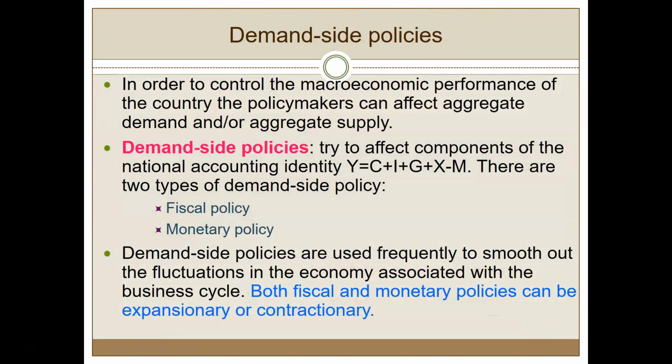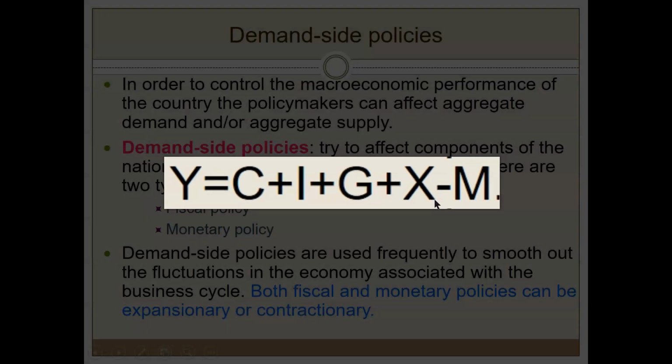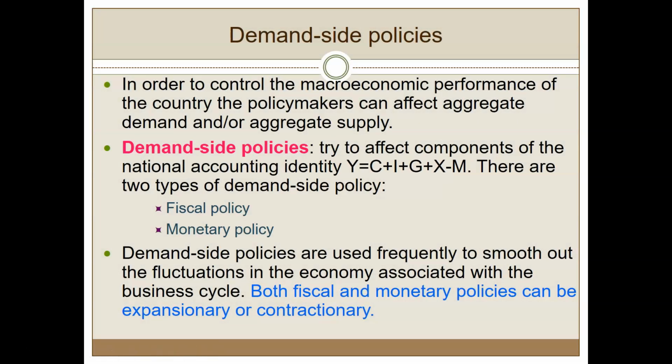In order to achieve its macroeconomic policy objectives, policymakers are able to affect aggregate demand and/or aggregate supply. Therefore, we will study demand-side policies first and then supply-side policies. Demand-side policies aim to affect different components of the aggregate demand equation. We've studied this equation during the last few lectures, and I've told you this is the most important equation in macroeconomics. These are the components of aggregate demand, and by affecting these variables, the government or central bank can shift the aggregate demand curve and therefore affect other macroeconomic variables.